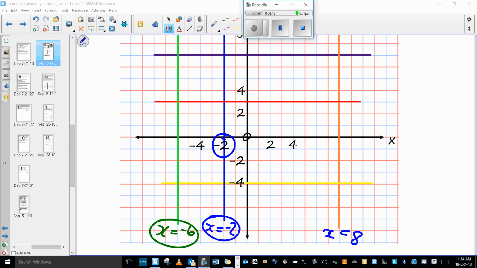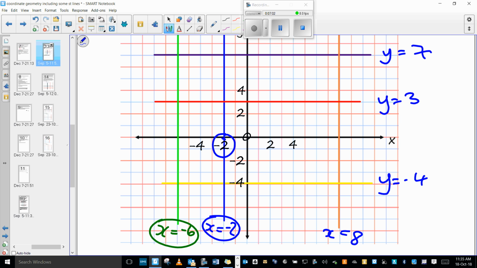Okay, so the orange was x equals 8. The yellow would be y equals -4. The red, y equals 3, and the purple, y equals 7. Alright, so we're good with that.